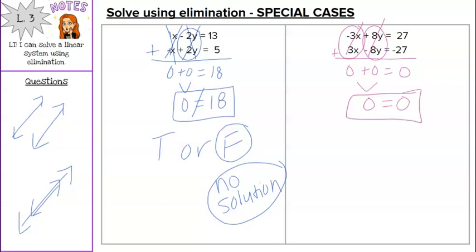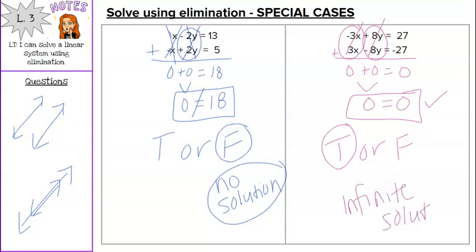Again, no variables are left over. We have just 2 numbers. So we ask ourselves, is this true or false? Does 0 equal 0? Yes, it does. It is true. And that means there are going to be infinite solutions because those 2 equations graph the same line. That's all your notes. Go ahead and move into your practice.